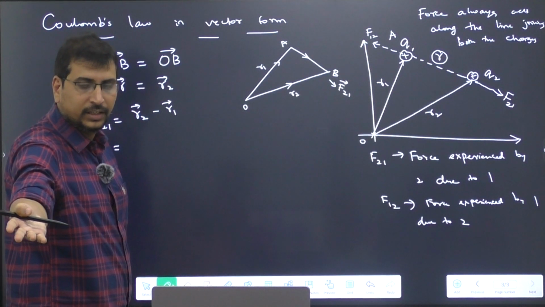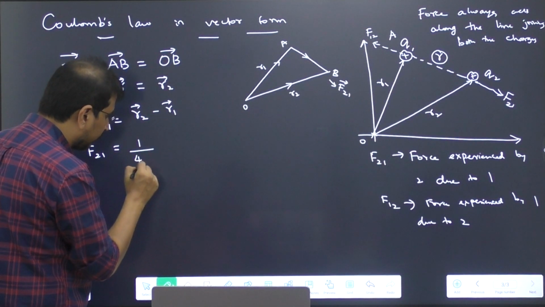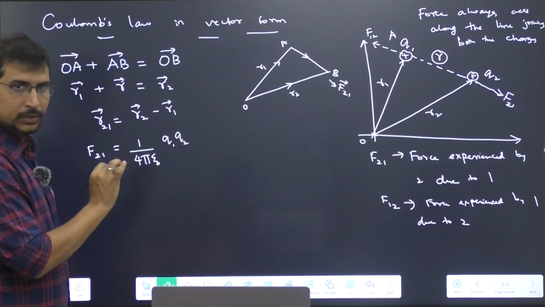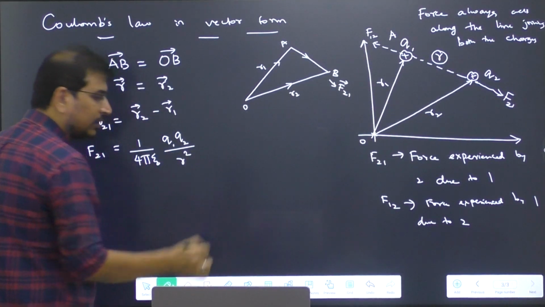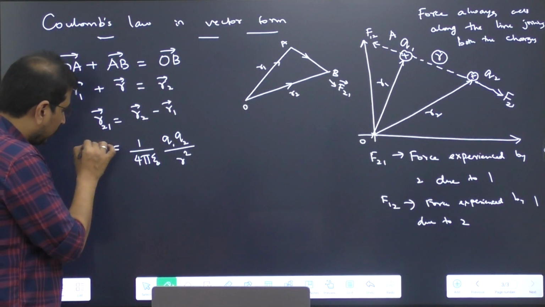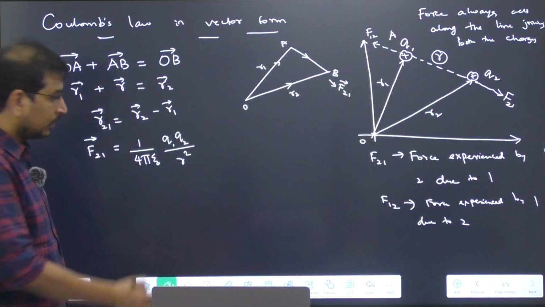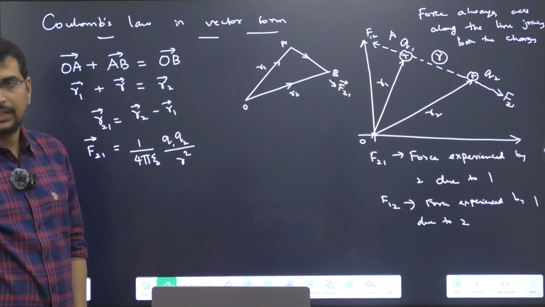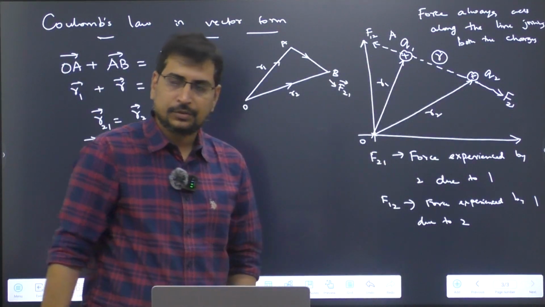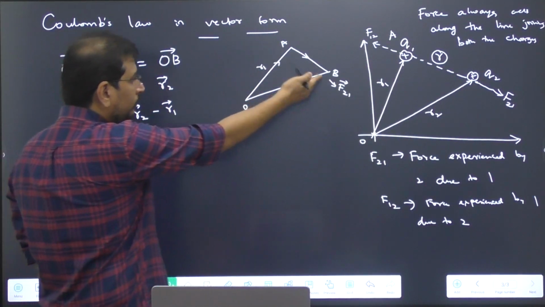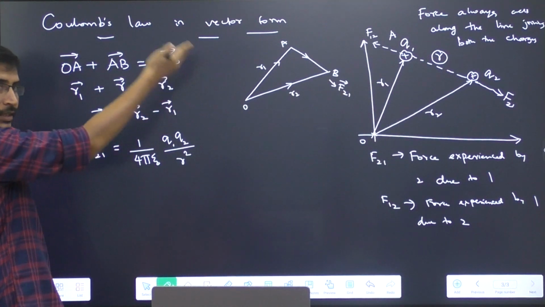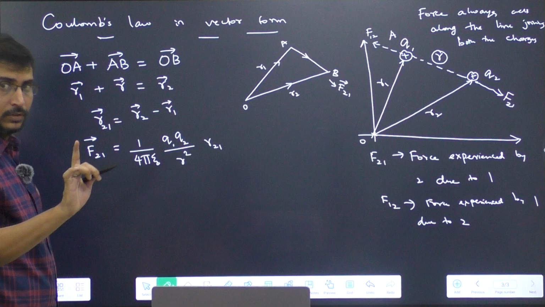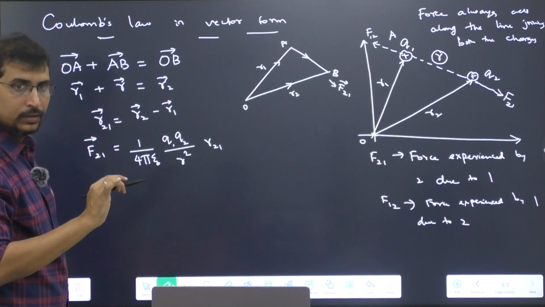What should I write? What does Coulomb's law in scalar form tell you? 1/4 pi epsilon naught Q1 into Q2 by R square. Here I have just taken the magnitudes. Remember, go ahead and put the modulus. If I put a vector symbol on top of it, to the magnitude, I need to add a unit vector. So what is the unit vector? What is the direction? Which vector is taking the direction of F21? It is R21 cap. Observe, it is not R21 vector, rather it is R21 cap.